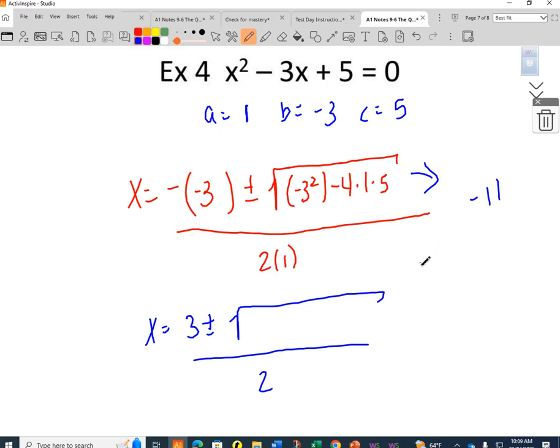Negative 11, Annabelle? So negative 3 squared is 9, negative button x squared, minus 4 times 1 times 5, which is 9 minus 20, which is negative 11. Can negative 11 be under the radical? No. So it's no solution. We do not have to continue after that.